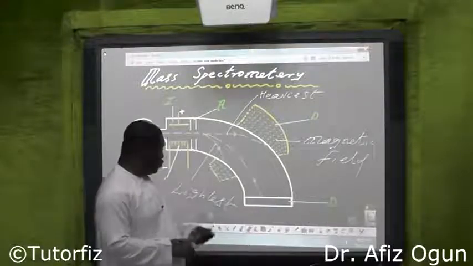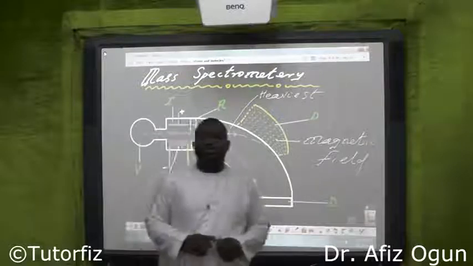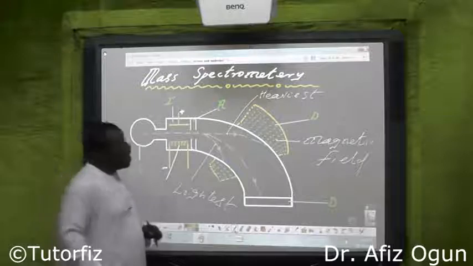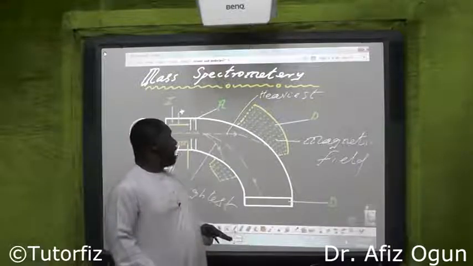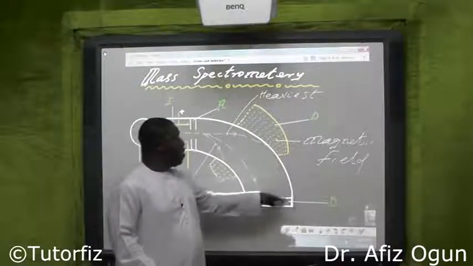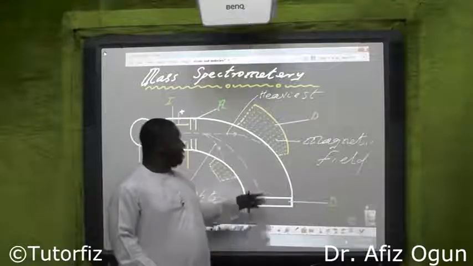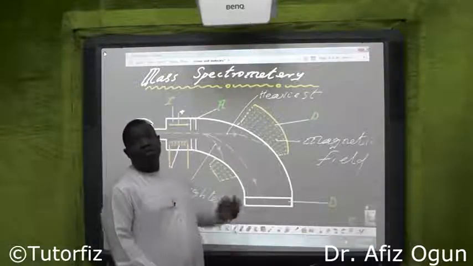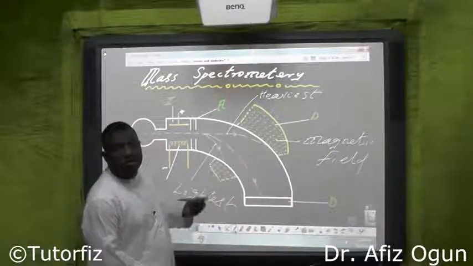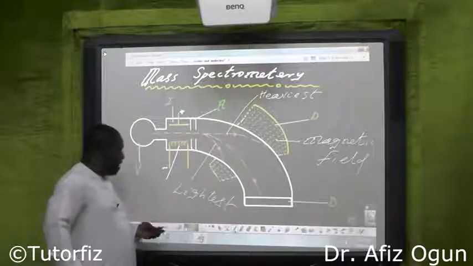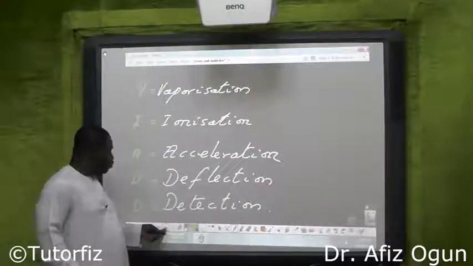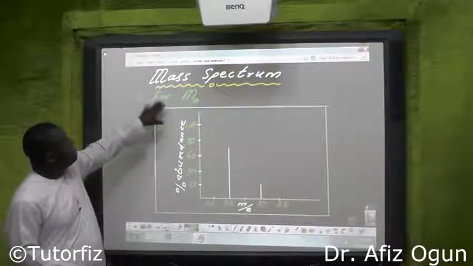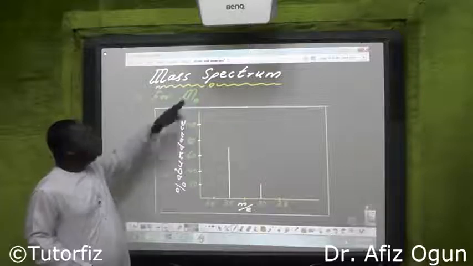We are going to continue with our mass spectrometry. We have looked at the mass spectrometer, and we have reached the point where the atoms or isotopes are supposed to be detected. So how do we see the detection? We see it in the form of what we call a mass spectrum, as we said in our last lesson. So this is the mass spectrum for relative atomic mass.